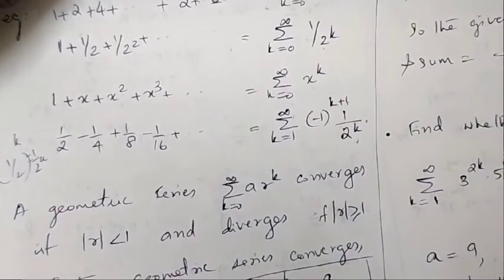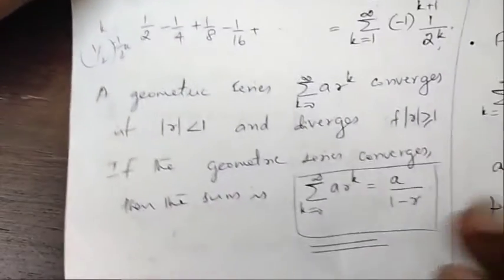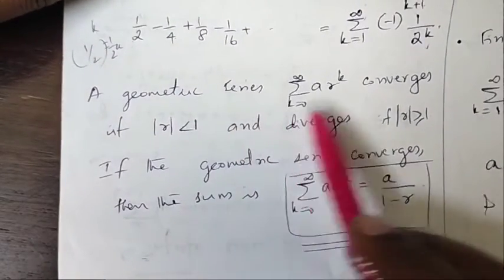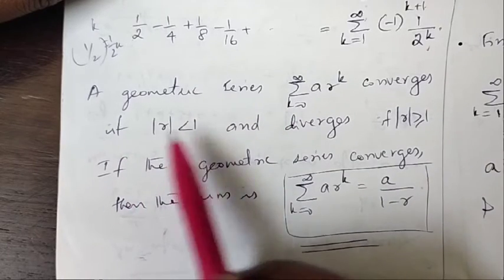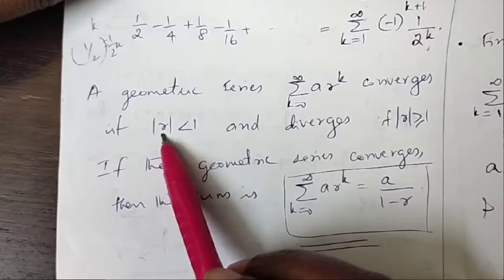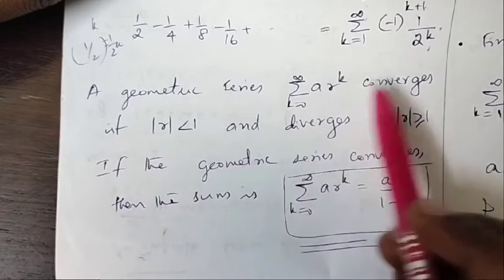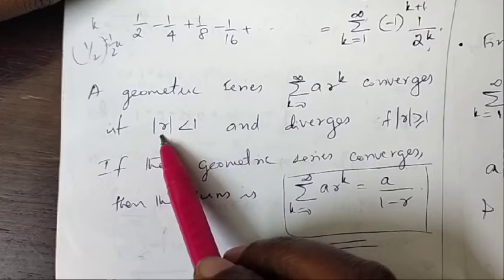So this is the general form of a geometric series. Next, convergence of geometric series. A geometric series sigma ar raised to k converges if modulus of r is less than 1. What is r? R is the common ratio. If the modulus of the common ratio is less than 1, then only the series converges.